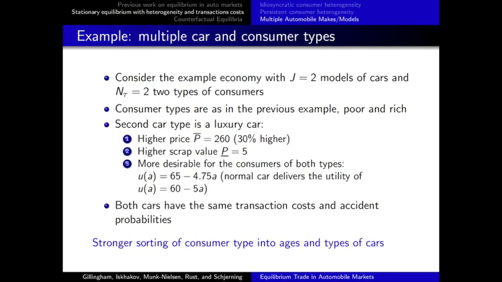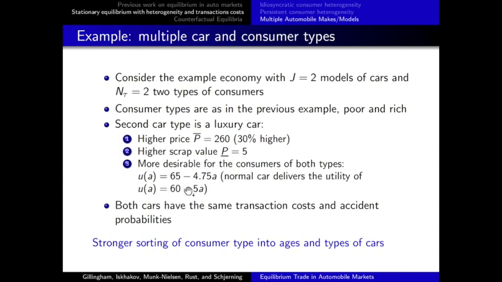So here's a multiple car and consumer type example. It's a two type, two model example, with two types of consumers and two types of cars. So J is equal to two. We got basically the same consumer types as the previous example, poor and rich. And now the normal car is the same as before, but now we have a luxury car where the price is somewhat higher, 30% higher, and a little bit higher scrap value. Okay. It's more desirable for all the consumers to own that car.